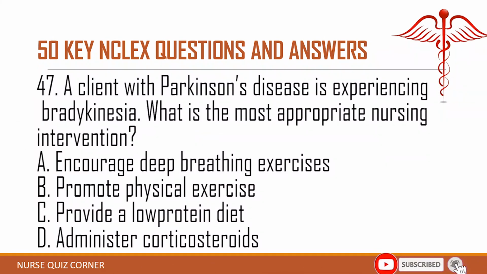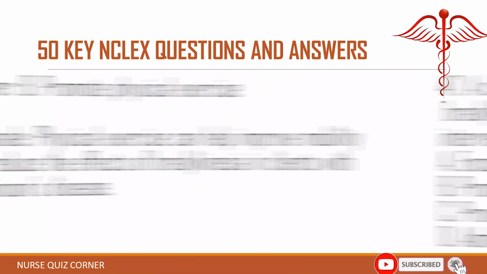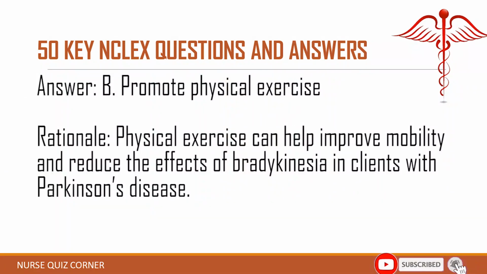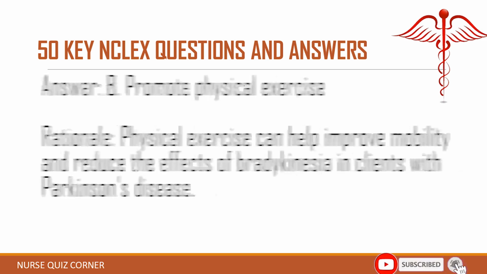47. A client with Parkinson's disease is experiencing bradykinesia. What is the most appropriate nursing intervention? A. Encourage deep breathing exercises. B. Promote physical exercise. C. Provide a low-protein diet. D. Administer corticosteroids. Answer. B. Promote physical exercise. Rationale. Physical exercise can help improve mobility and reduce the effects of bradykinesia in clients with Parkinson's disease.